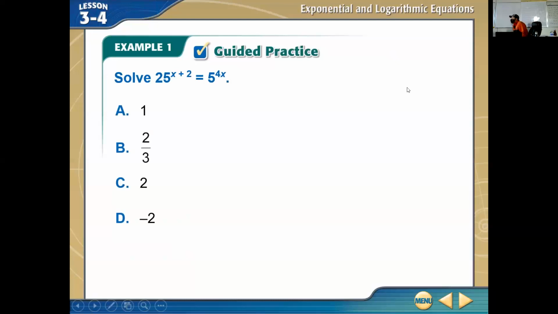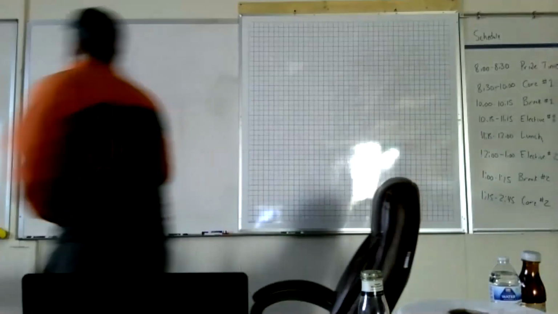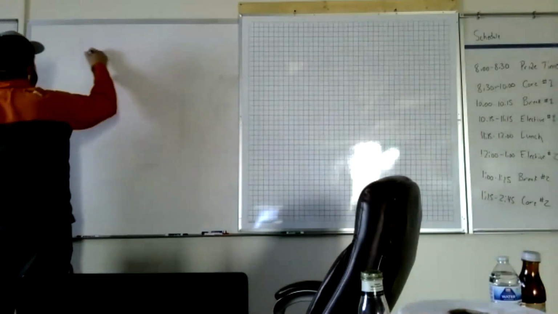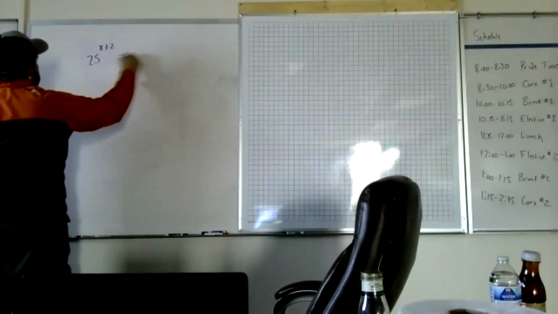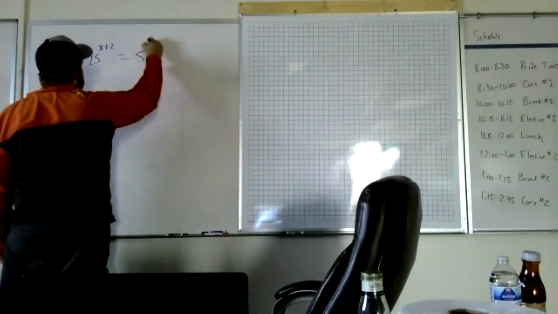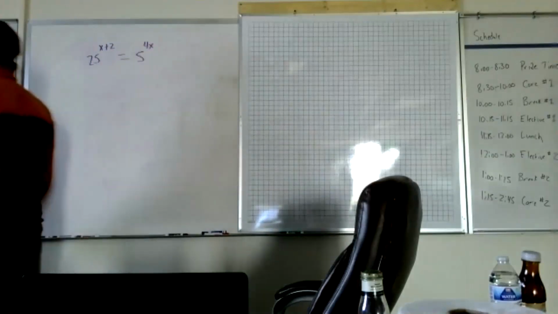So solve 25 to the power of x plus 2, which is equal to 5 to the power of 4x. So once again, I got to get the same base. So 25 is 5 squared. And then I'm going to use power of a power. And then I'm going to use the one-to-one property. And then it turns into a simple problem. So 25 to the x plus 2 is equal to 5 to the 4x. Make sure that's right.